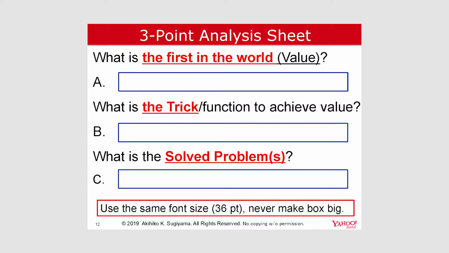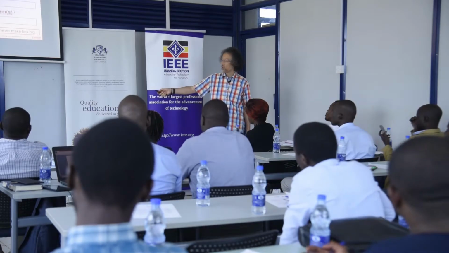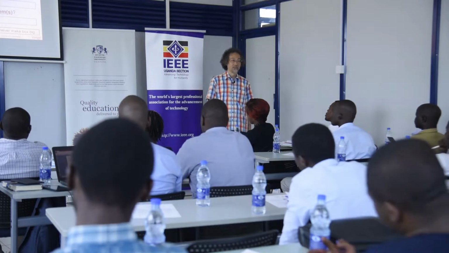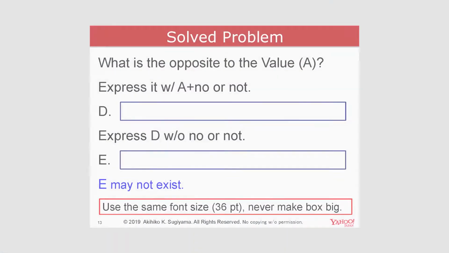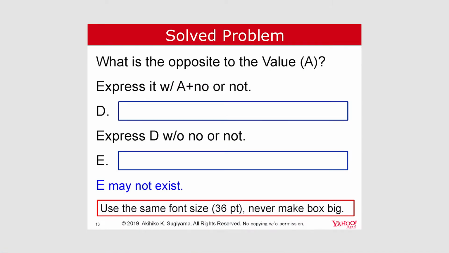Again, I have the same size of a square here. So think about how you can describe it in the best possible way using 36 point. Okay? So once you have done that, no, I'm sorry. This is to show how you can identify the problem.